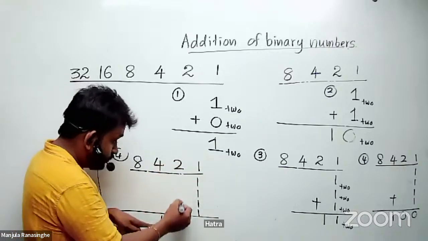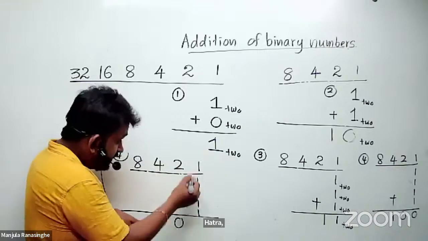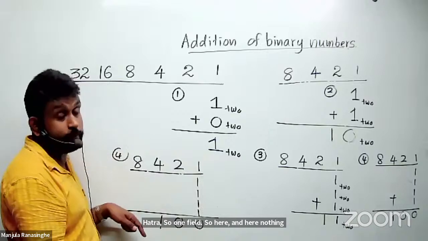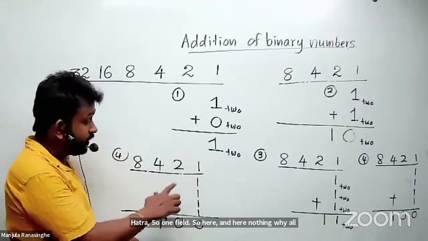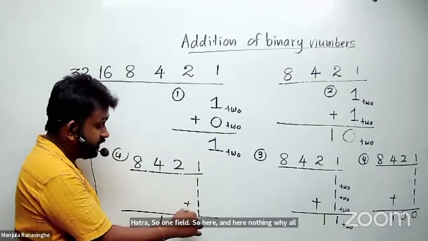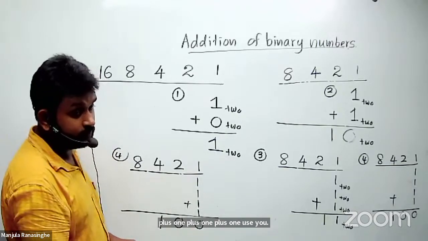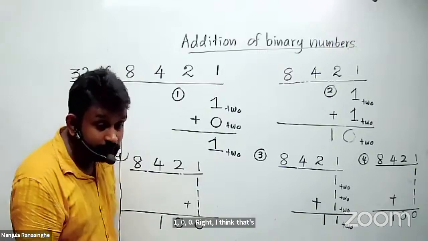So 1 feel. So here nothing and here nothing. Why? All the parts are being transferred to the 4 parts as 1. So 1 plus 1 plus 1 plus 1 gives you 100. Right. I think that's fine. Okay.